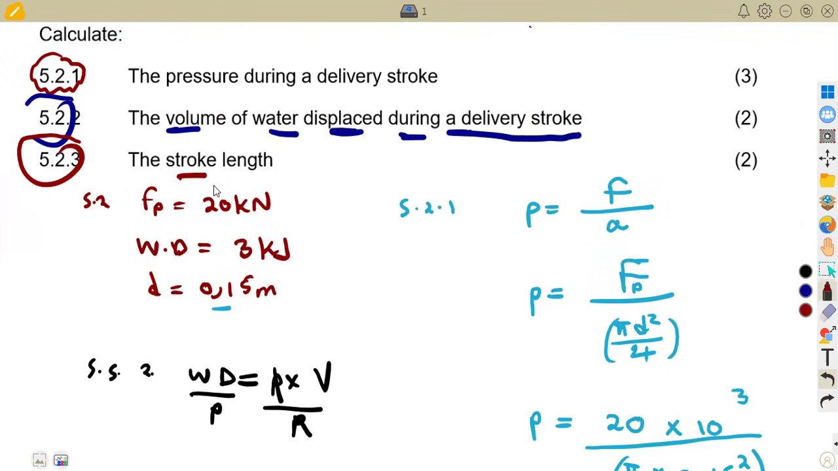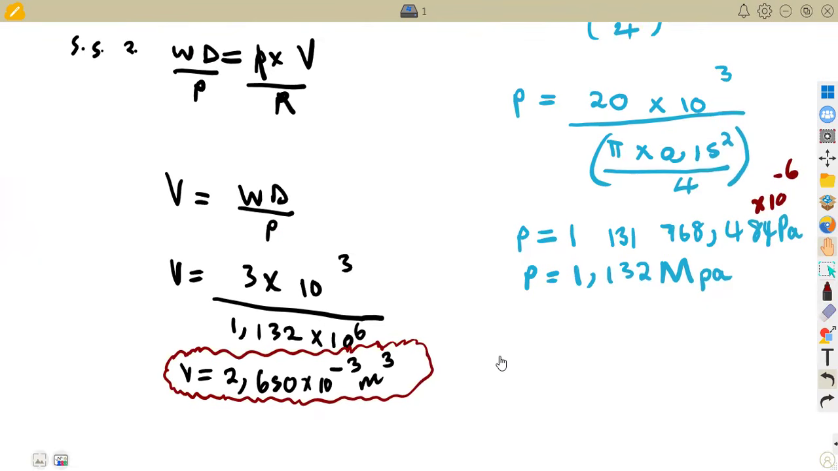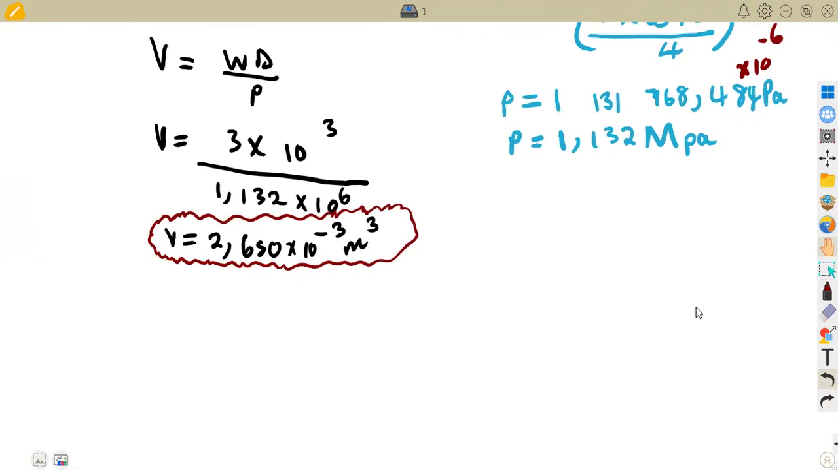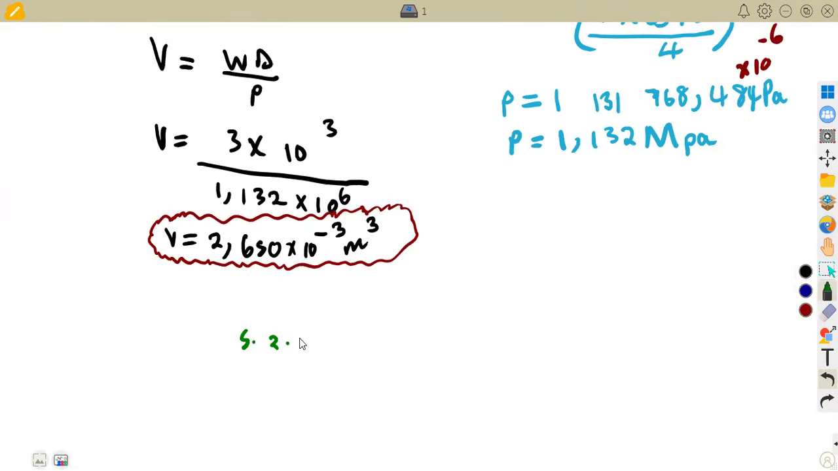5.23, the stroke length. Okay, we have the volume, so we can calculate the stroke length, isn't it? Because we know that this volume is the volume of the plunger. Remember, if you're talking about the pump, we never talked about the ram. They were talking about the side of the plunger. That's where we talk about the volume. So this volume is the volume that we have on the plunger side. And we understand that the volume of the plunger is given as what? All right, that's 5.23. Because we want to calculate the stroke length, which is S, and we do not know.